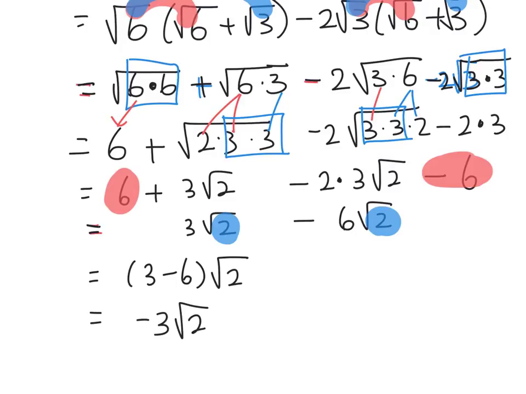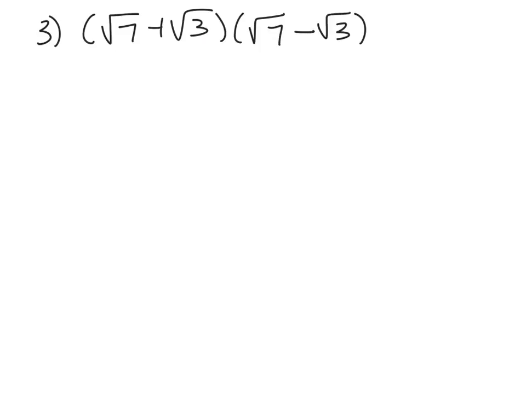So the last question for the day. Question number 3 would be to multiply square root of 7 plus square root of 3 times square root of 7 minus square root of 3. Alright, so this is the part where I taught you the formula, okay? So I could actually do all the work like question number 2, but I'm just going to show you the formula because that was the whole point.